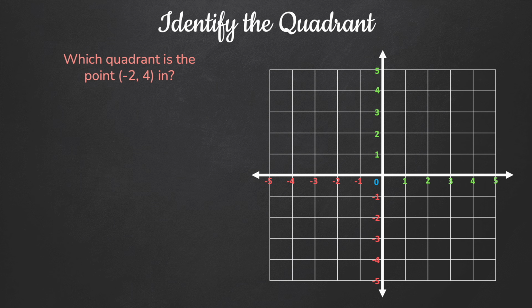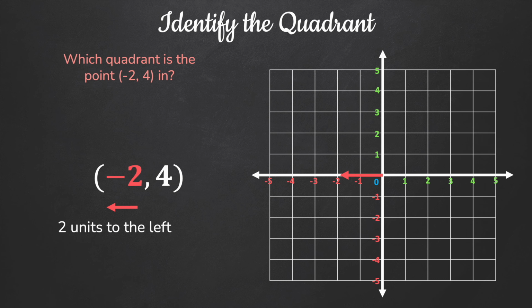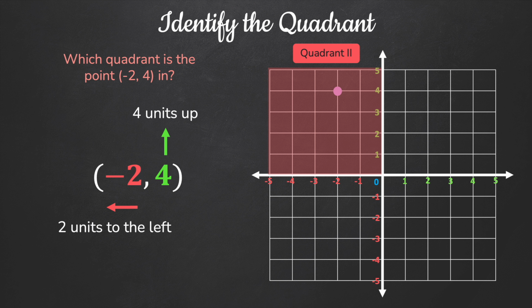Our next example says which quadrant is the point negative 2, 4 in. So let's go ahead and plot it. So our x-coordinate is negative, meaning we go 2 units to the left. And then our y-coordinate is positive, meaning we go 4 units up. And then we plot our point. And so our point lands in quadrant 2. So that means negative 2, 4 is in quadrant 2.